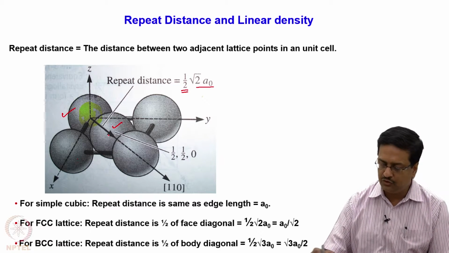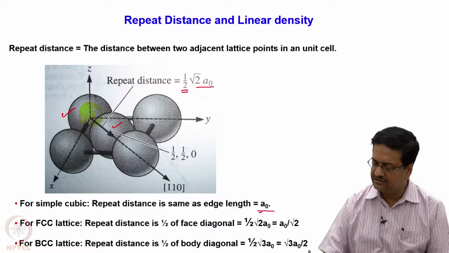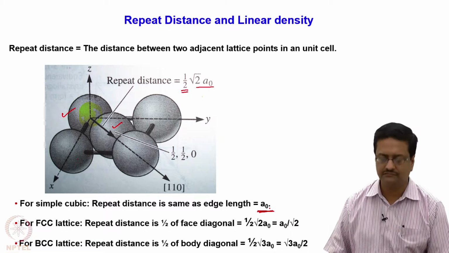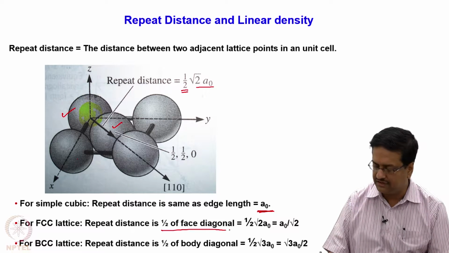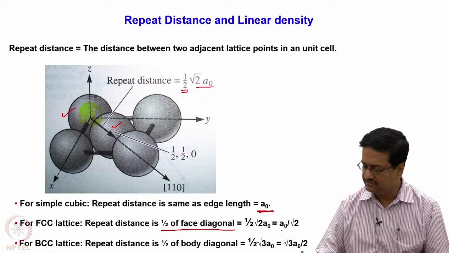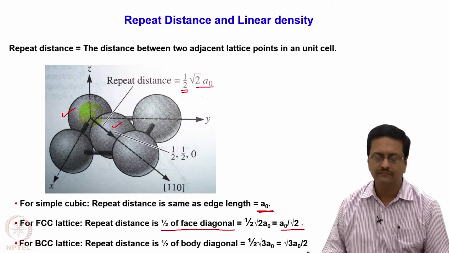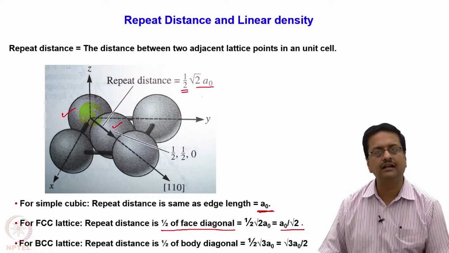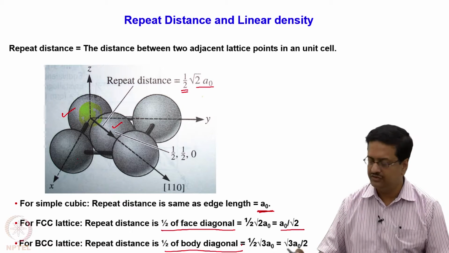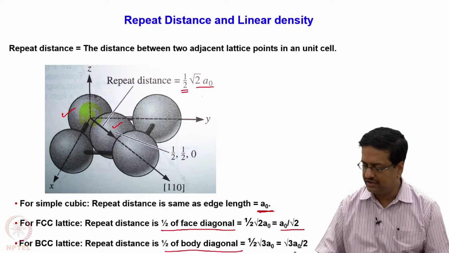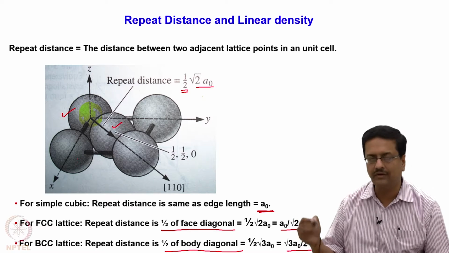For simple cubic, the repeat distance is the same as a0. For a face-centered lattice, it is half of the face diagonal, that is a0 by root 2. And in the case of a body-centered lattice, the repeat distance is half of the body diagonal, which means root 3 a0 by 2.